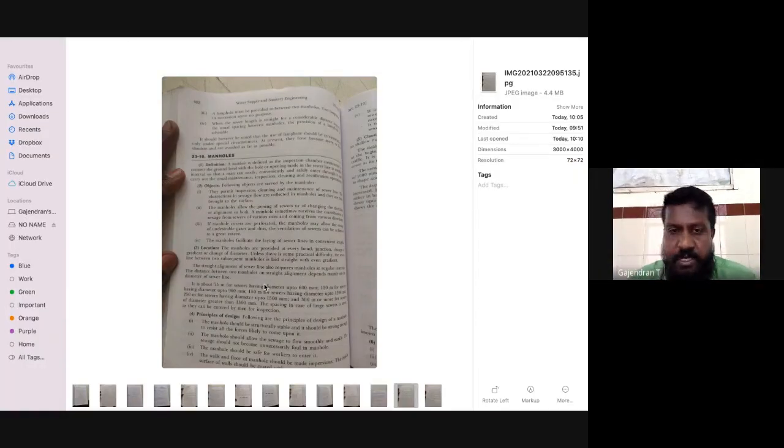What are manholes? How are manholes? The locations and the principle of designs are given here. So manholes are used for intervention to check the sewer line if there is any blockage. This is accessible by humans, and it has got an inbuilt ladder.